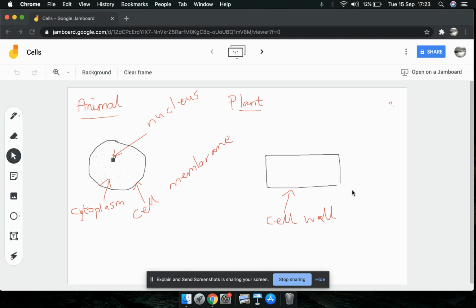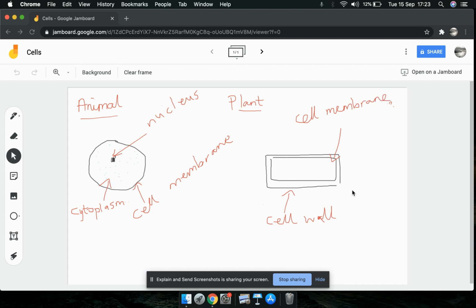Now what you're going to do is draw another line, but this is going all around the inside of this cell wall. And this is actually exactly the same as the animal cell. It's called a cell membrane. So clearly draw your arrow onto this line and call that a cell membrane. Now the cell membrane in the plant cell has exactly the same function as it does in an animal cell. It controls what enters or leaves that cell.